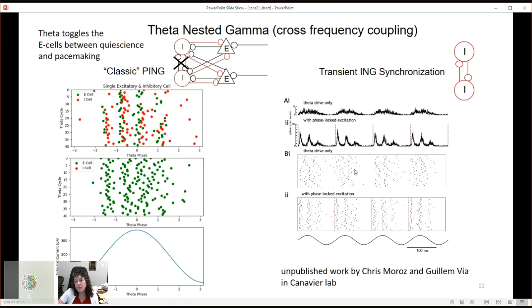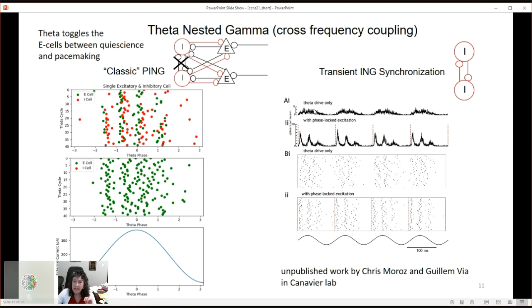Now, there's another mechanism for synchronization that I just wanted to bring up briefly, because I think Paola Malerba might later talk about transient synchronization, although this is in the context of ING. I think she may be talking more in terms of ripples.